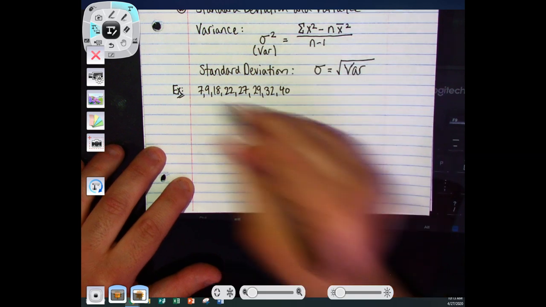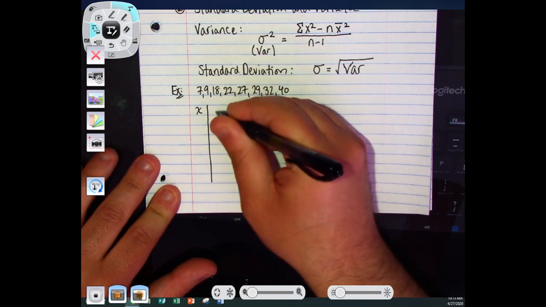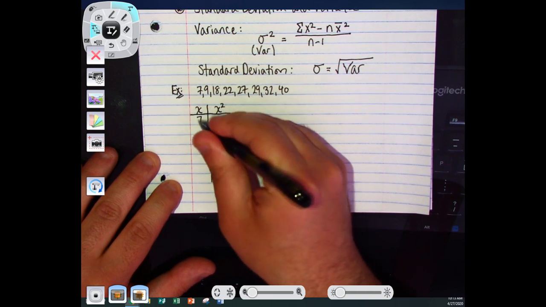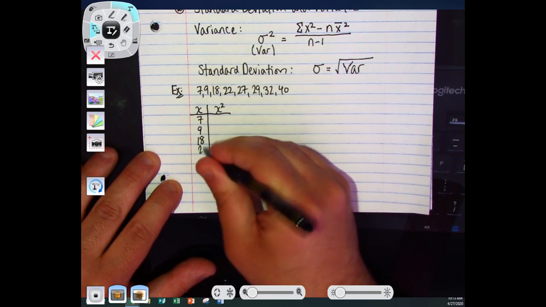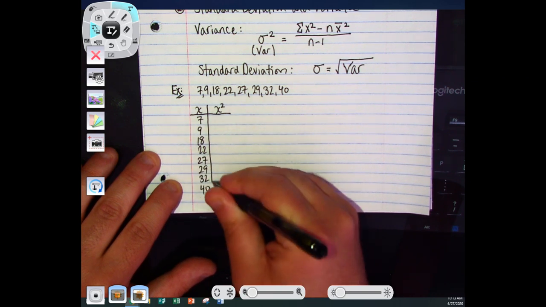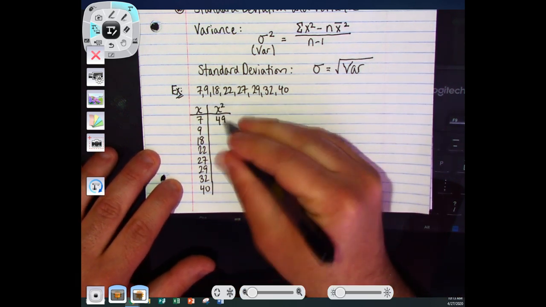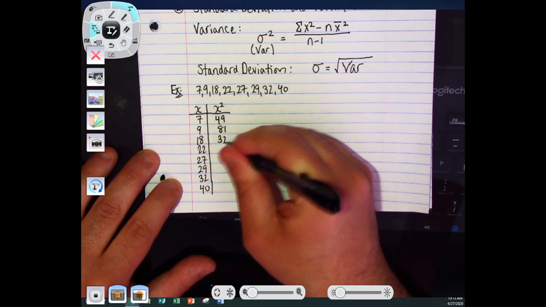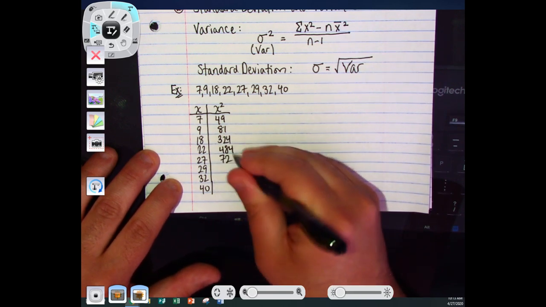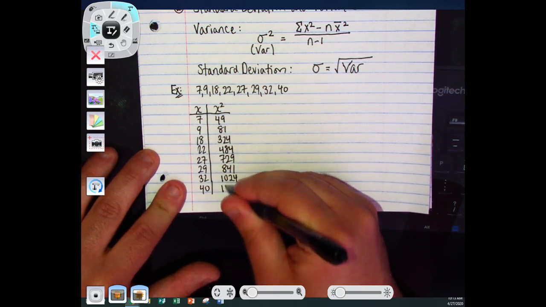To calculate standard deviation for this given information, I would do a table. In my table, I would have my x values, and then I would do x squared. So we have 7, 9, 18, 22, 27, 29, 32, and 40. Then I would list out the squares of each of those values. So 49, 81, 324, 484, 729, 841, 1024, and 1600.